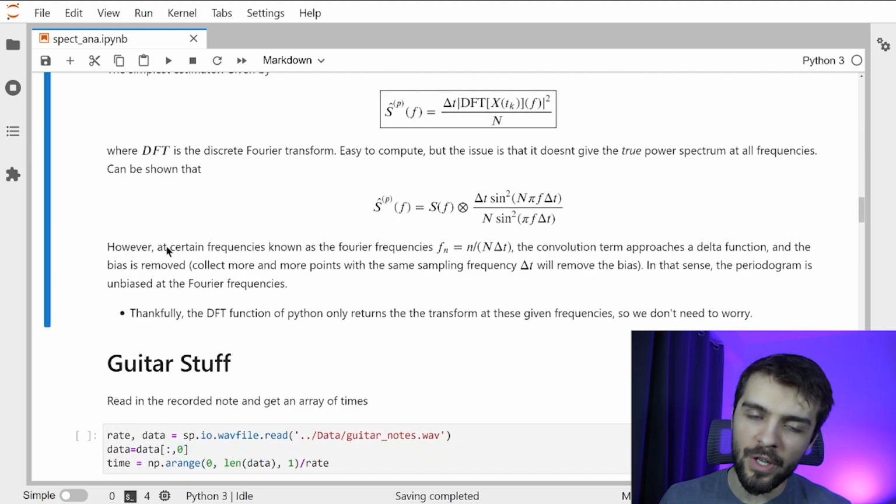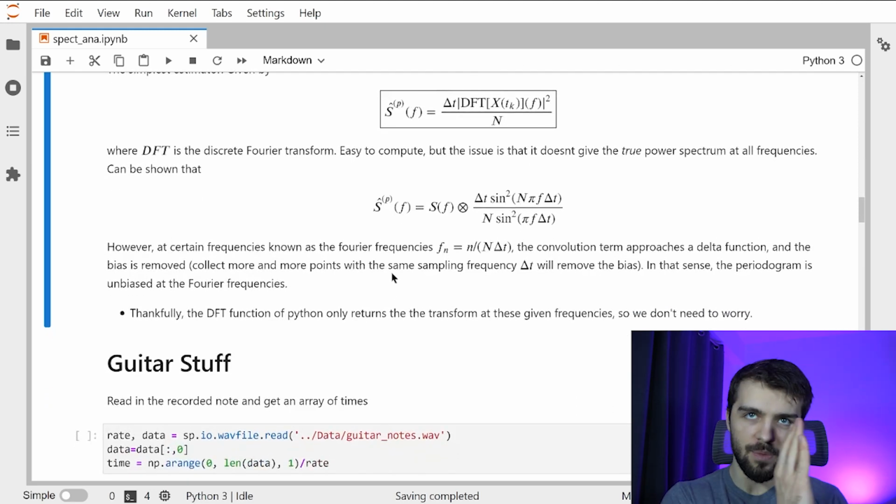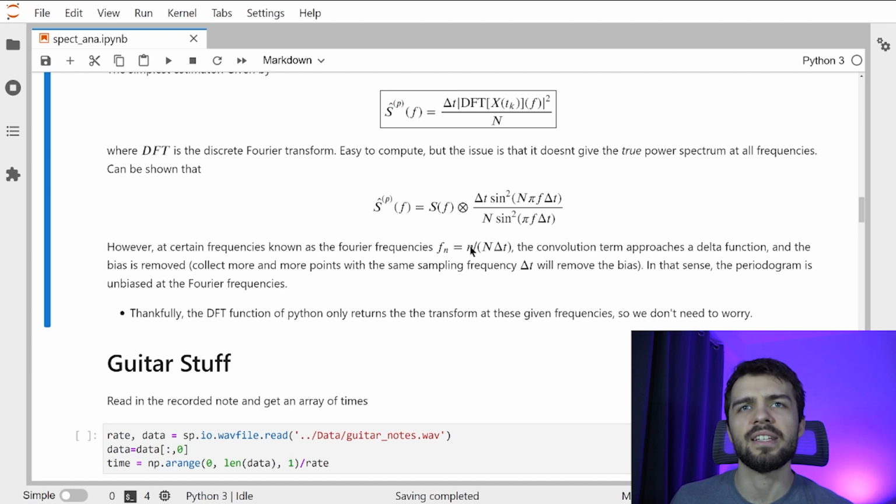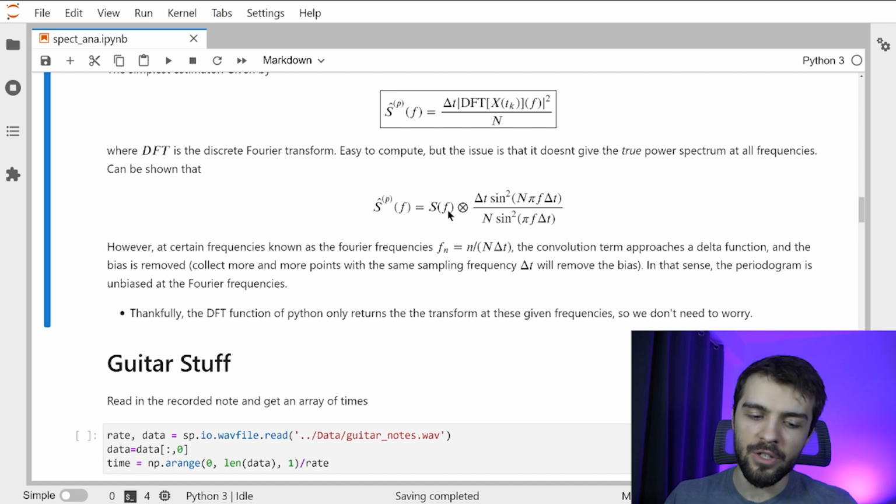But at certain frequencies, known as the Fourier frequencies, when I sample, where delta t is my sampling rate, n is the total length, and k is a little integer. At these Fourier frequencies, the convolution approaches a delta function, and if I convolve any function with a delta function, I just get that function back, and so I don't have any bias.